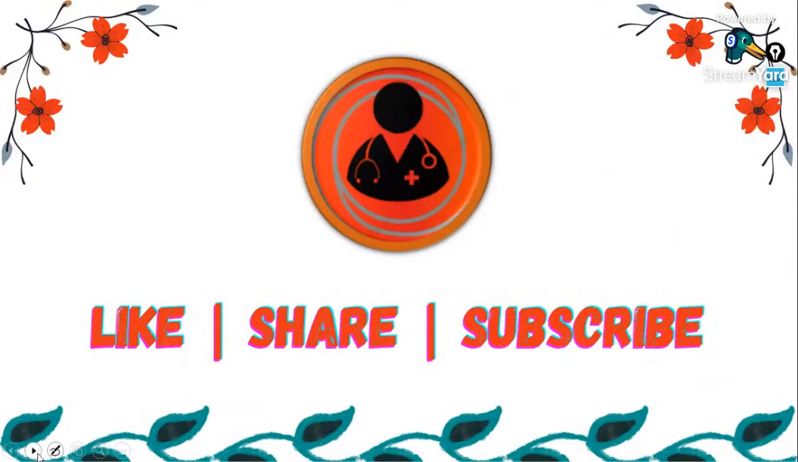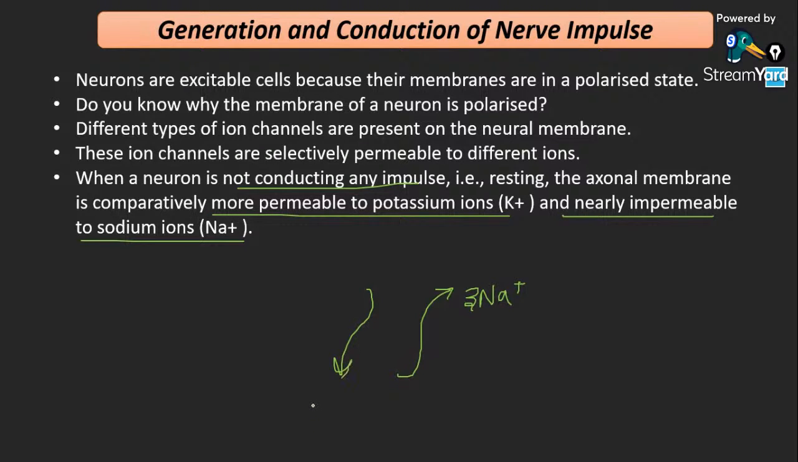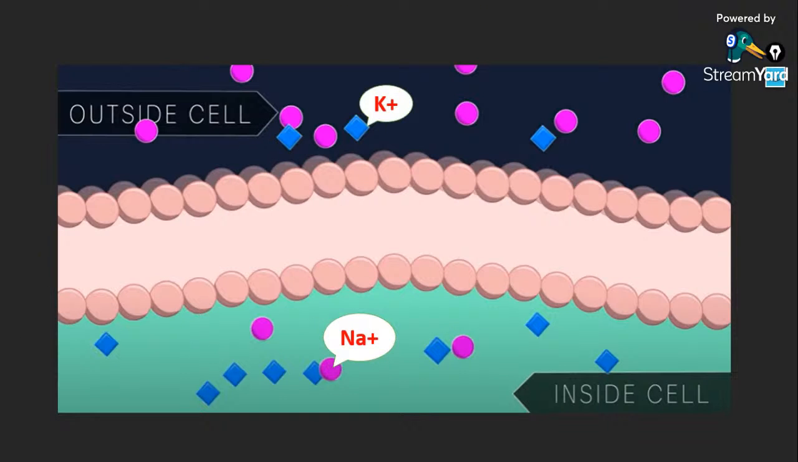Fine. So let us go back. When a neuron is not conducting any impulse, the axonal membrane is more permeable to potassium ions and nearly impermeable to sodium ions. So 3 sodium is pumped outside and 2 potassium is pumped inside. Clear? So this is actually the condition which is prevailing, guys.